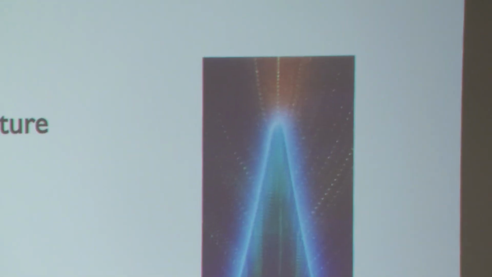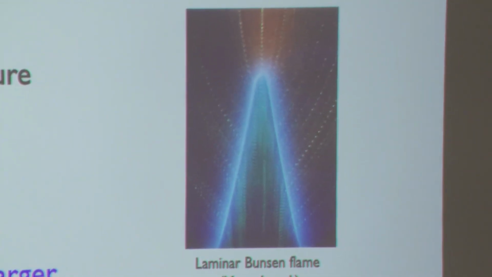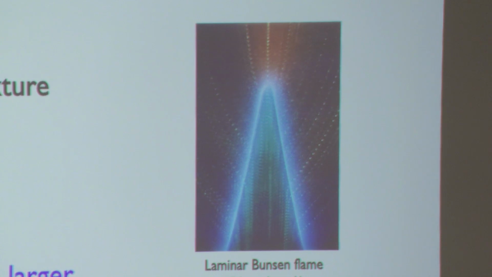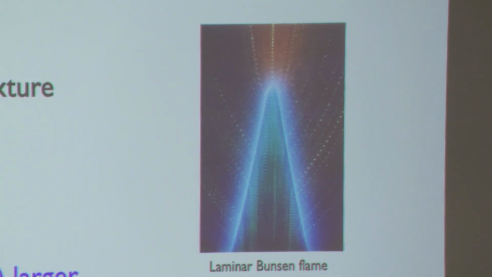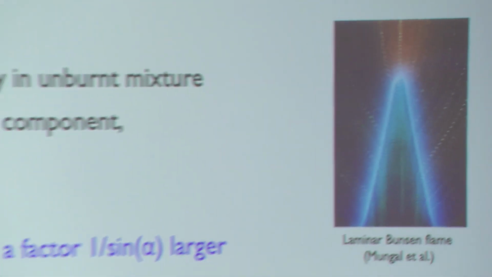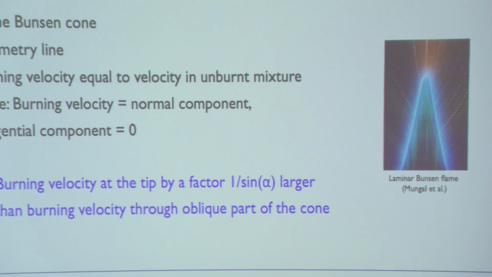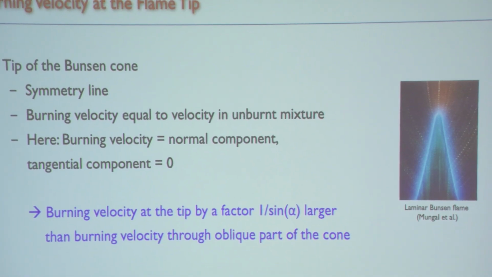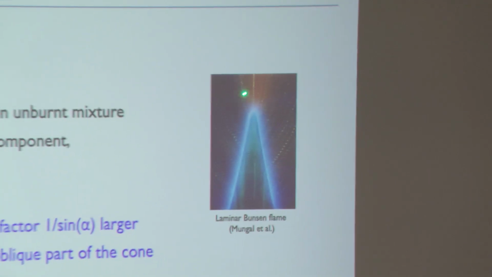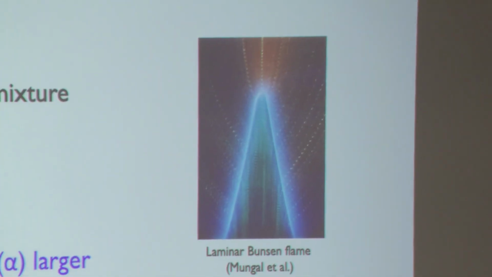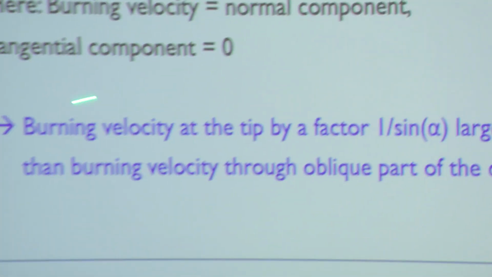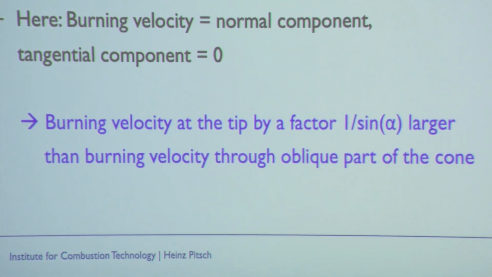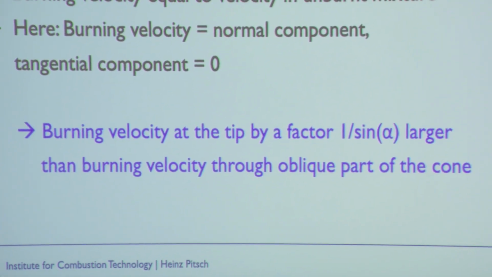Because in the tip of the flame, the streamline is normal to the flame front, okay? So in the tip, the flame must burn faster than everywhere else. Interesting. And it must burn faster here by this factor 1 divided by the sine of alpha. Otherwise, it can't keep up. And that is an effect that is related to stretch, and the effect of stretch on the flame speed.